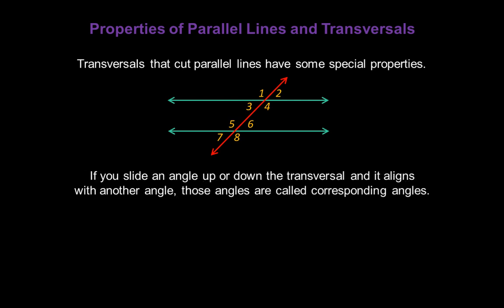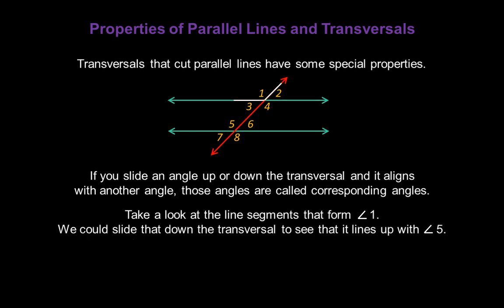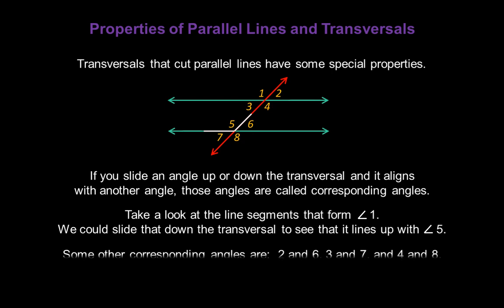If you slide an angle up or down the transversal, the red line, and it aligns with another angle, those angles are called corresponding angles. Take a look at the line segments that form angle 1 at the top of our figure. Now, if we could slide that down the transversal, we would see that it lines up with angle 5. That means angle 1 and angle 5 are corresponding angles. Some other corresponding angles are 2 and 6, 3 and 7, and 4 and 8.